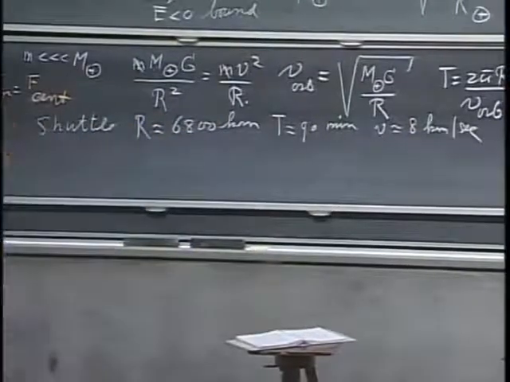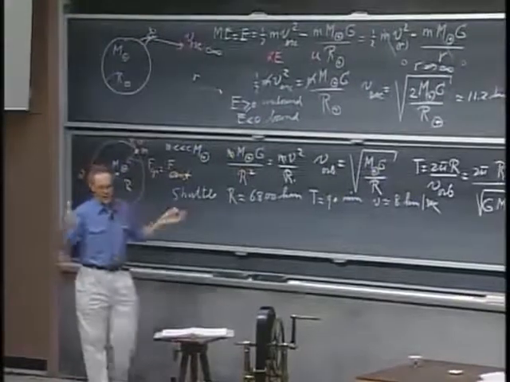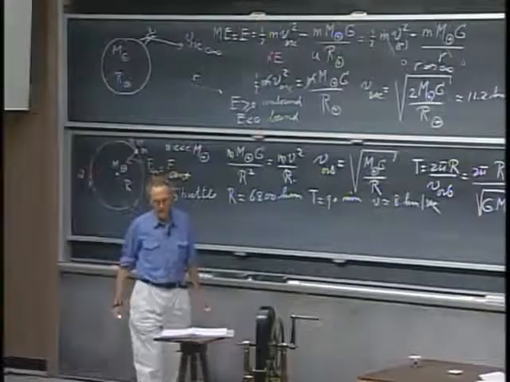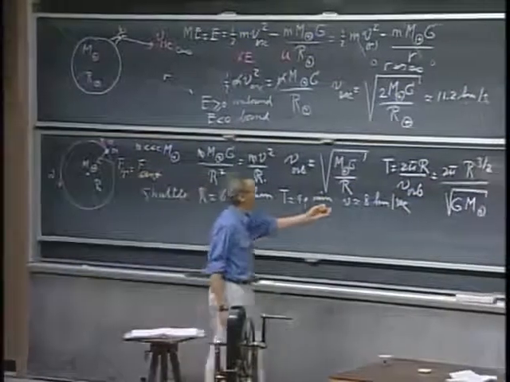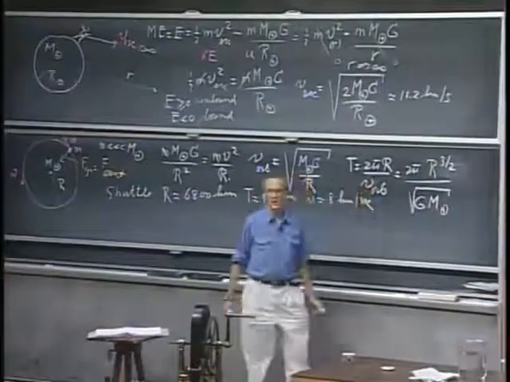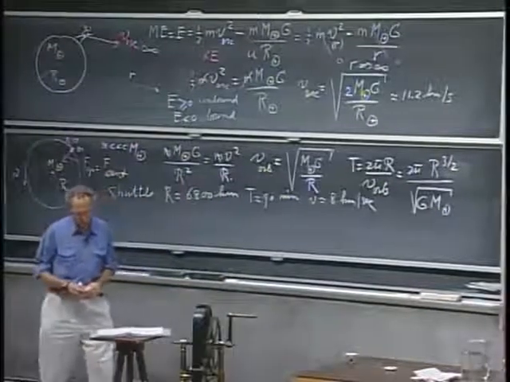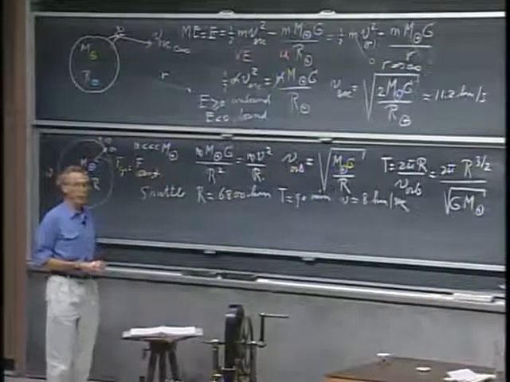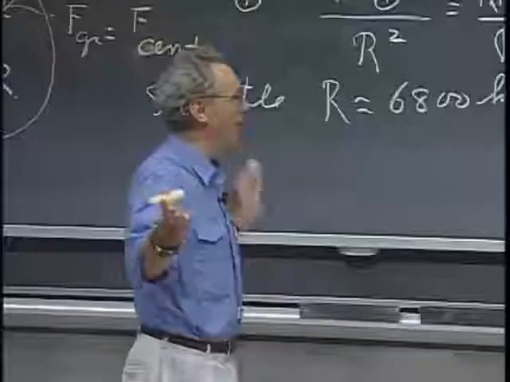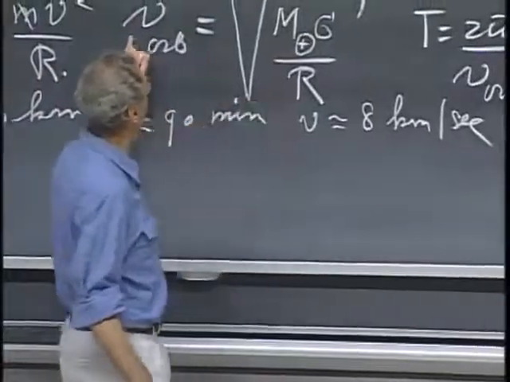The moon is much further away than the shuttle. You take the distance to the moon, which is some 385,000 kilometers, and you substitute that in this equation, and you will find that the period for the moon to go around the Earth is about 27.5 days. And its speed is only 1 kilometer per second. It's much further out, so r is much larger, and so you see the speed will be much lower.